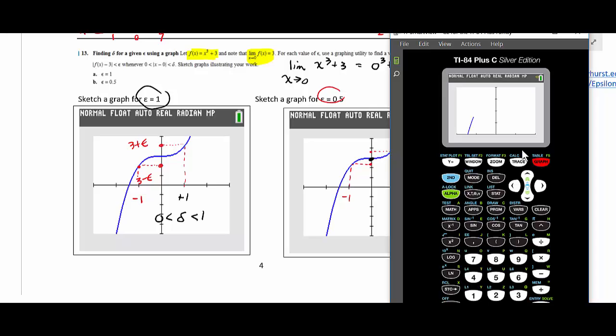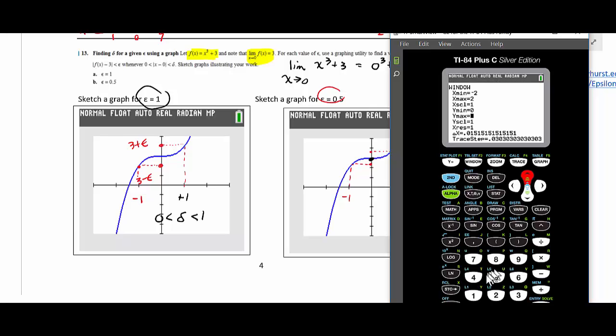And what I'm going to do is use my technology to see this a little bit better. So if epsilon is 1, then you're going up from 3. The value of that limit is 3. So we're going to go up to 4. Actually, now that I'm thinking about this a little bit better, I'm going to take my window up to 5. So let's take that window up to 5.